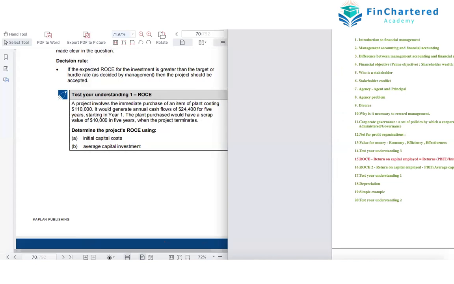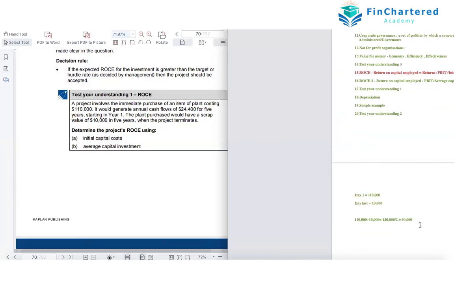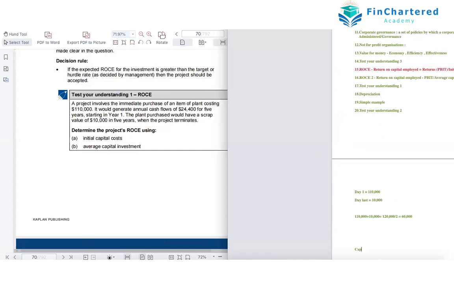Okay, so again, what is it doing in ROCE? I mean, obviously, ROCE looks at the capital investment, right? So when you look at the capital that was invested, you either can take the original capital or you are taking the average capital. That's it. Average is first day, last day divided by 2.